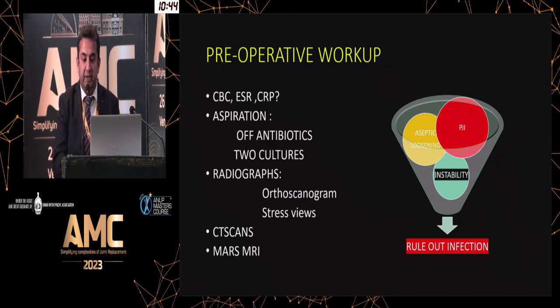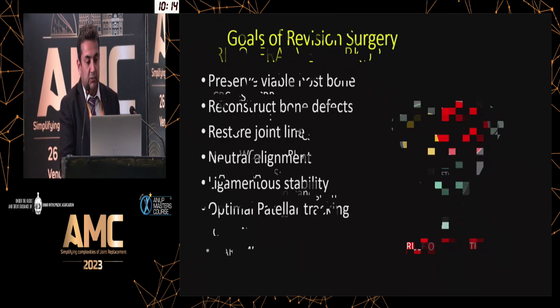So you must aspirate, the patient should be off antibiotics for at least 2 weeks, and at least 2 cultures within 2 weeks should be positive for a definitive diagnosis. Radiographs help you to know the initial changes and advanced bone loss also. Orthoscanograms help you to know about the malalignment and malpositioning, and stress views tell you about the ligamentous laxities. CT scans, as I'll show in my cases, are able to tell you the bone defects. And MARS MRI helps in delineating the aseptic loosening.